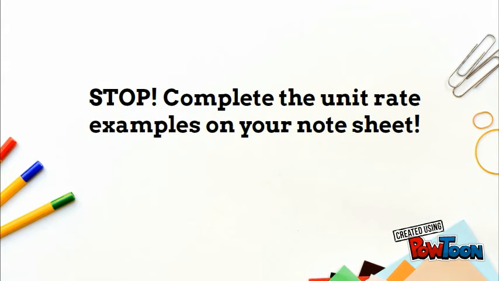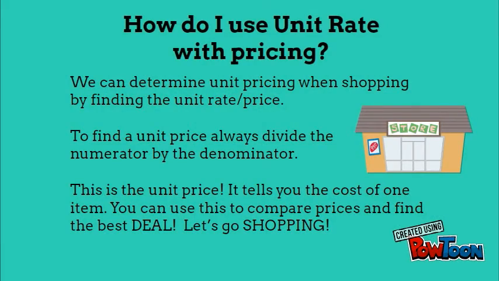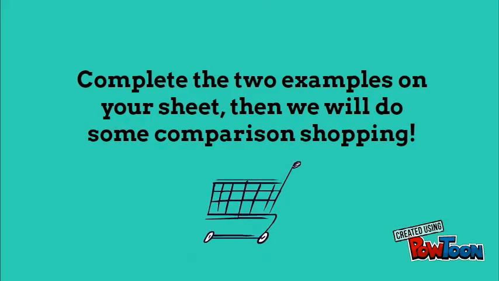Stop! Complete the unit rate examples on your note sheet. Do it! How do I use unit rate with pricing? Well, we can determine unit pricing when shopping by finding the unit rate or price. To find a unit price, always divide the numerator by the denominator, like we did with our gas example previously. This is your unit price, and it tells you the cost of one item, and you can use this to compare prices and find the best deal. Let's go shopping! Complete the 2 examples on your sheet, then we will do some comparison shopping.